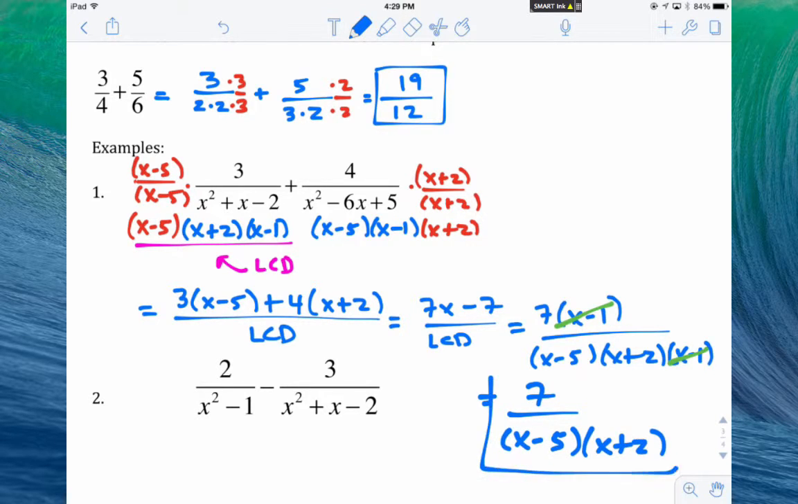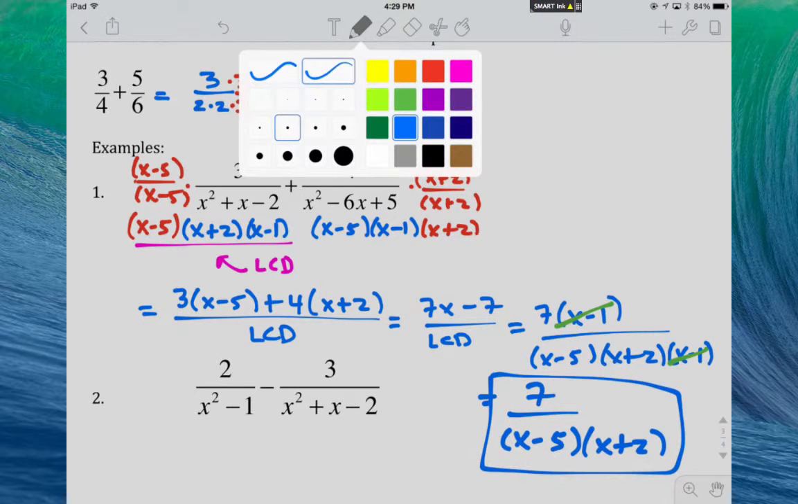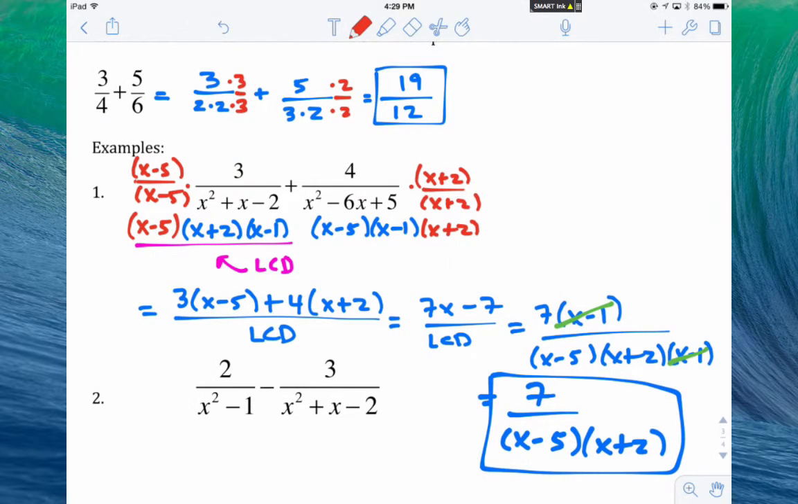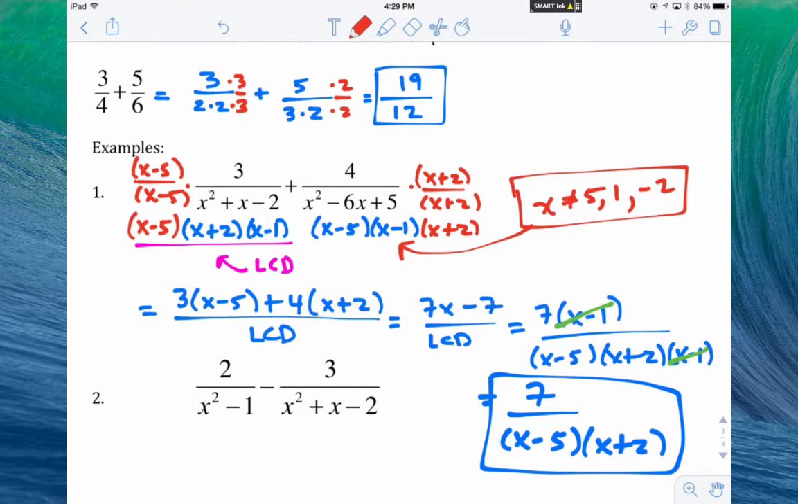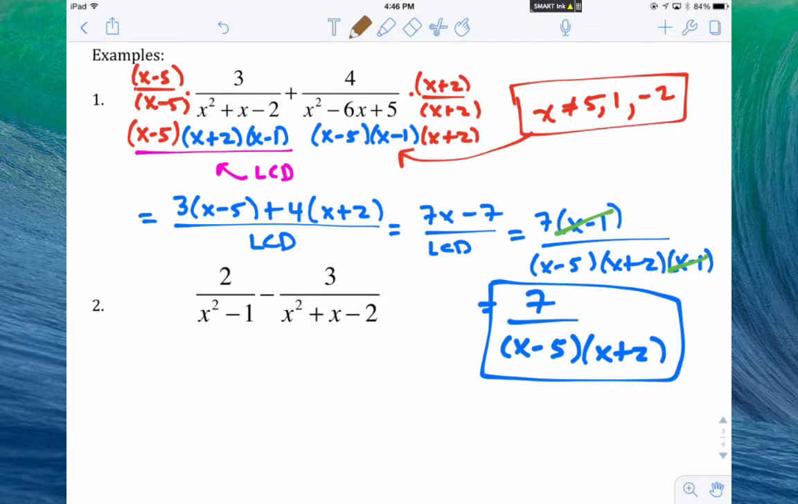Everything is groovy, but let's not forget, as I have been recently, to note our variable restrictions. I think that x cannot equal 5, x cannot equal 1, nor can x equal negative 2. And so that's the general strategy for how we're going to add these rational expressions in which these denominators are not the same. So let's use those skills to tackle this next problem right here.